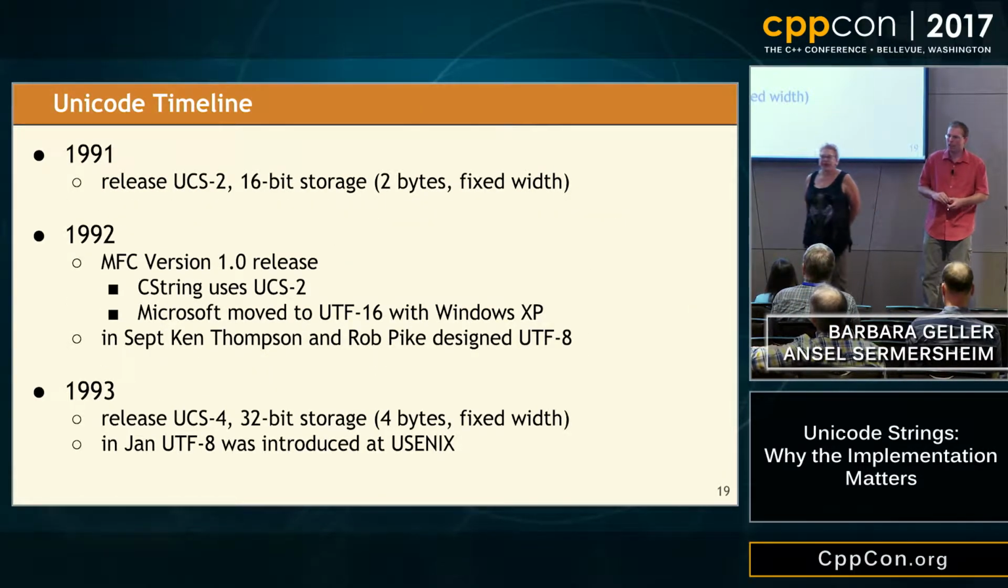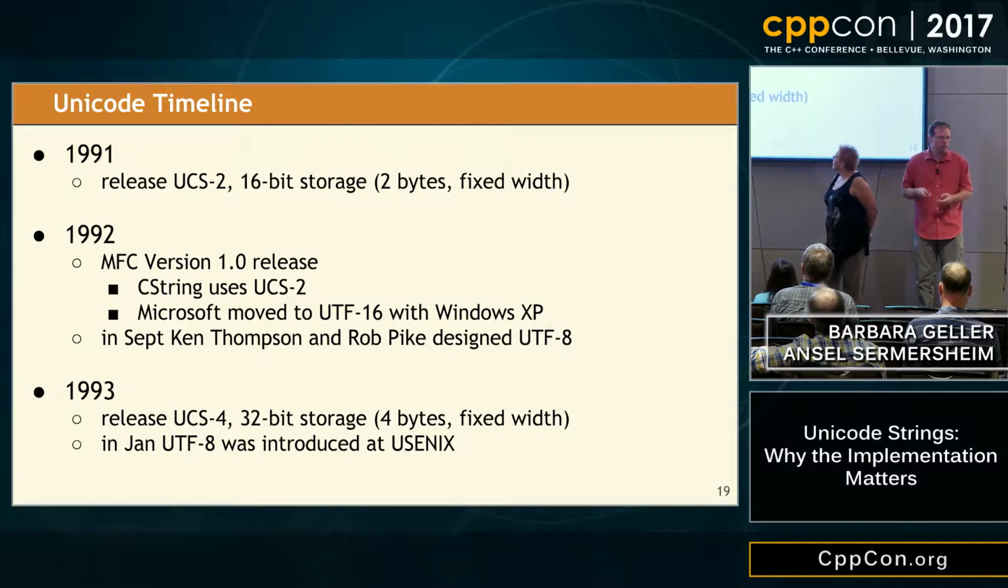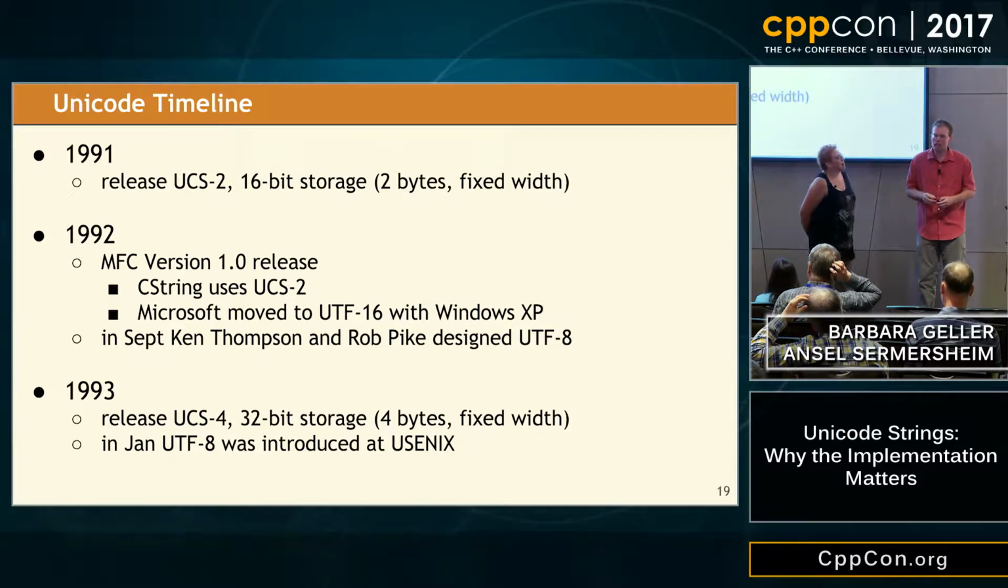So let's look back at the history of how we got into this state. The original version of Unicode came out in 1991, and the major encoding that was used was UCS2. It was a 16-bit per storage unit, fixed width encoding, because again, they thought that was all the characters we would ever need.